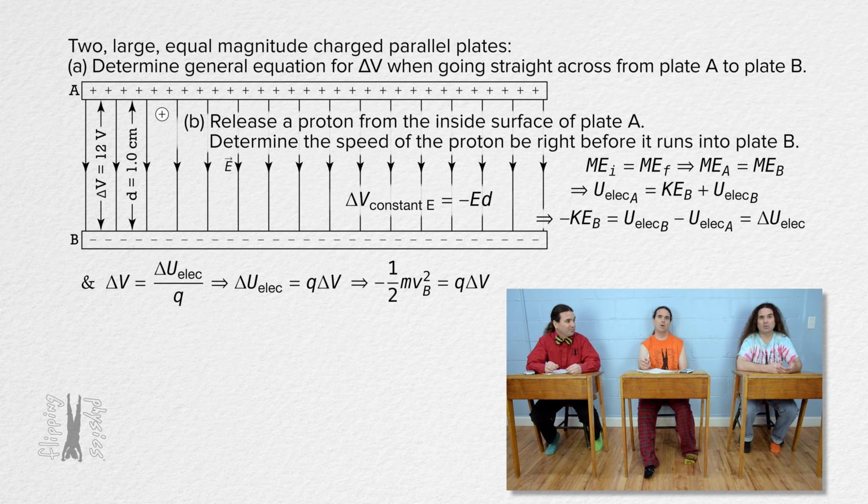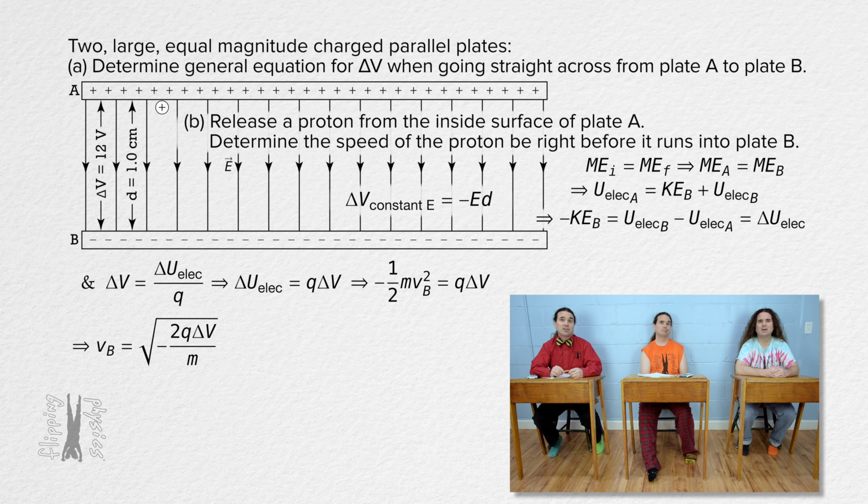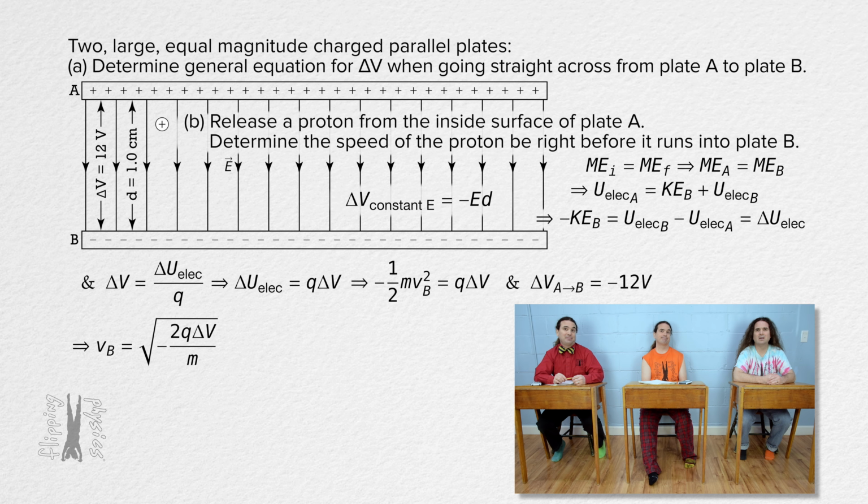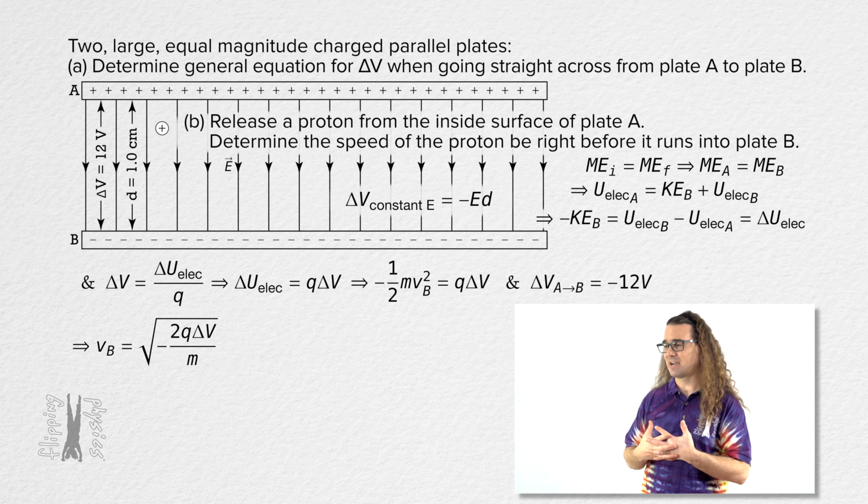We can solve that equation for the speed of the proton at plate B, but we cannot take the square root of a negative number. As a proton moves in the direction of an electric field, it loses electric potential energy. That means the electric potential difference in the direction of the electric field is negative. Oh, yeah. I think I forgot that. Yes, and sadly it is often forgotten.